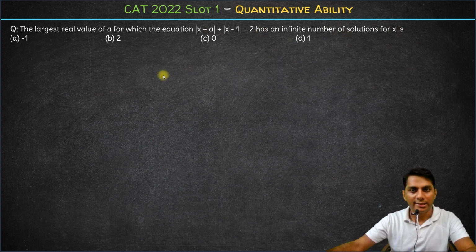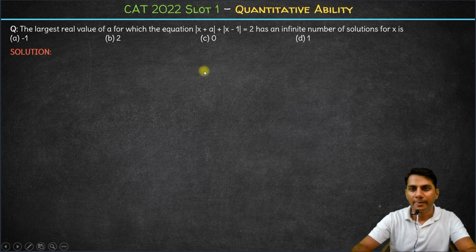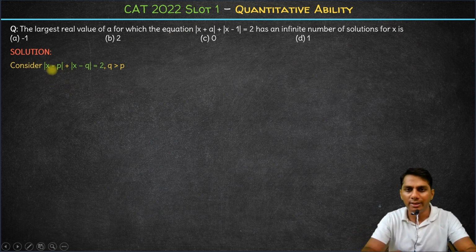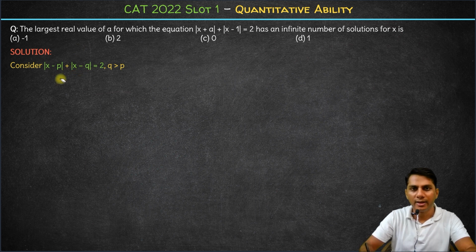Now let's try to generalize this first. Let's take a general expression of similar type. So let's take |x − p| + |x − q| = 2, and then we'll see whether p is −1 and q is −a, or q is −1 and p is −a. We'll look for it later, but let's just generalize this right now, considering that q is greater than p as of now. Fine.